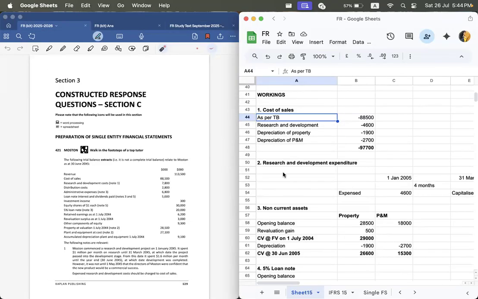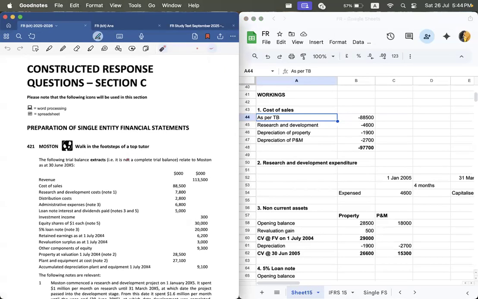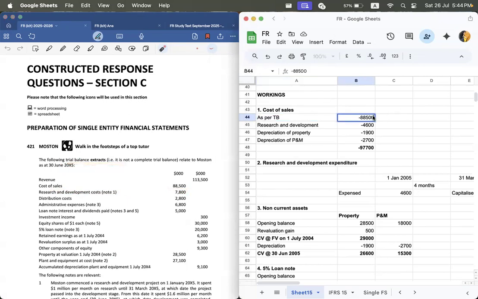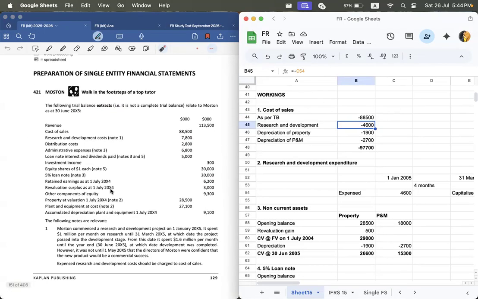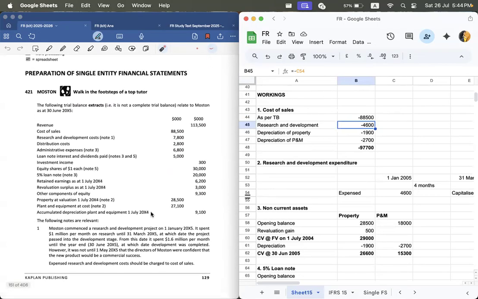So in every question of SOPL, it's important that you start with working note one, which would be of cost of sales. Here you have already been given a cost of sales as per your trial balance. This is your trial balance, and it is 88,500. And this is excluding the adjustments that you are about to make.